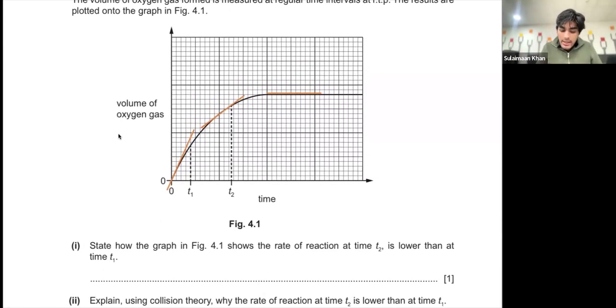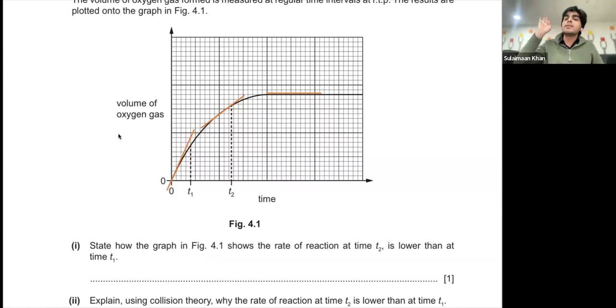Why? Because gradient is going to give you the change in volume of oxygen with respect to time, which is basically rate of reaction, right? We've done rate of reaction is what? It's the change in amount of reactants or products with respect to time. So the gradient is actually giving you the change in amount of products with respect to time. So the gradient at time 2 is lower, which means that the rate of reaction at time 2 is lower.